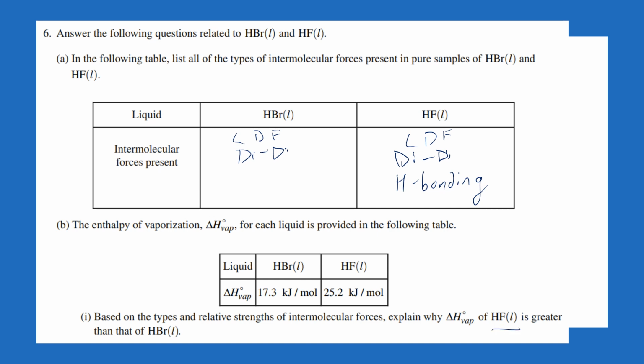Even if you didn't know what heat of vaporization was, you could still assume that it's because hydrogen bonding is stronger than the LDF and the dipole-dipole forces in the HBr. So based on the stronger hydrogen bonding in HF, that's why it takes more energy to turn it into a gas.